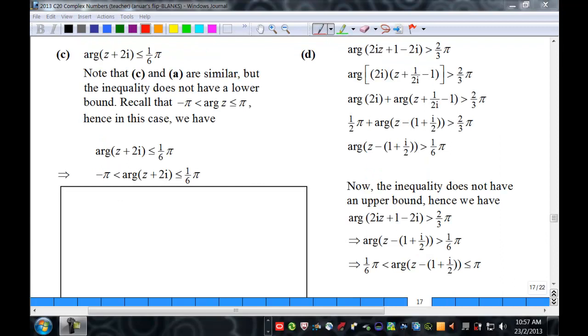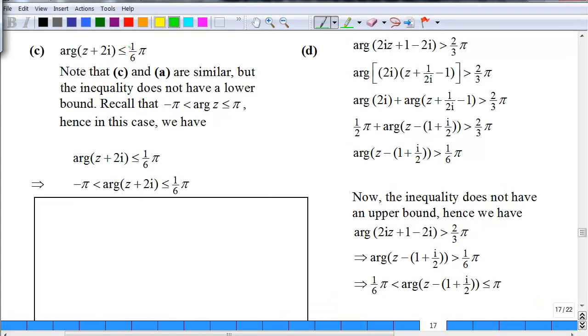Okay, let's proceed with example 34C. Right, so in example 34C, you are given this. Now again, this is not in the standard form, so we rewrite it in the standard form, which is argument of z minus 2i less than pi over 6.